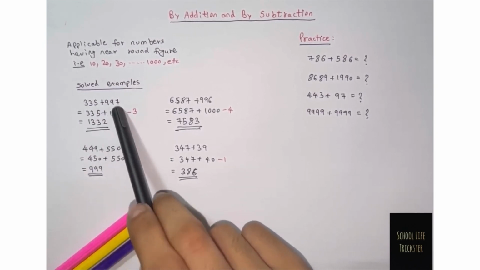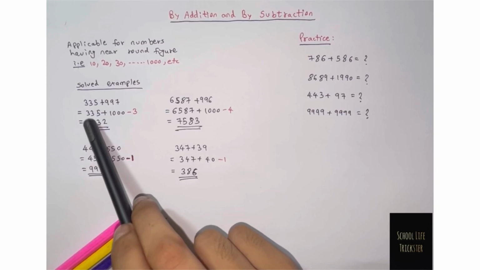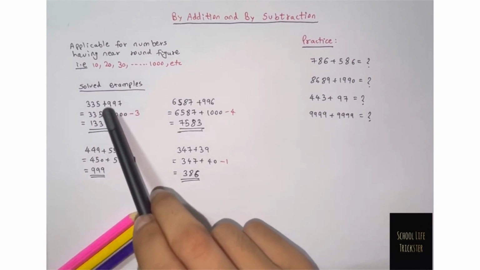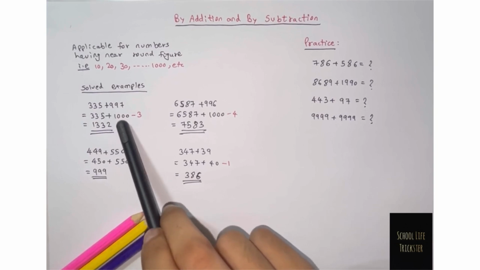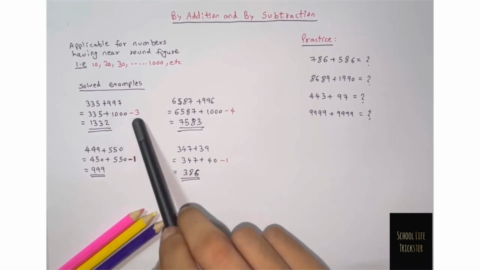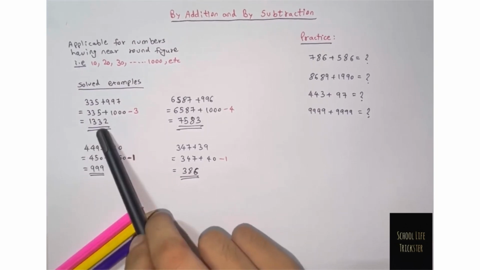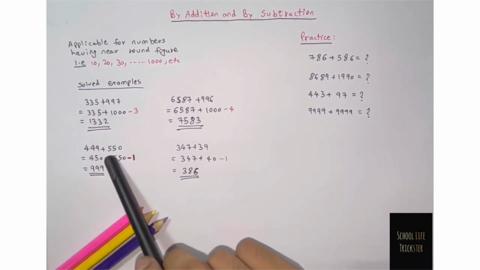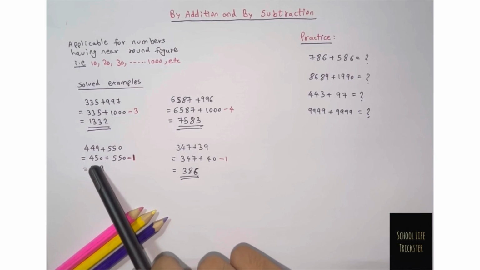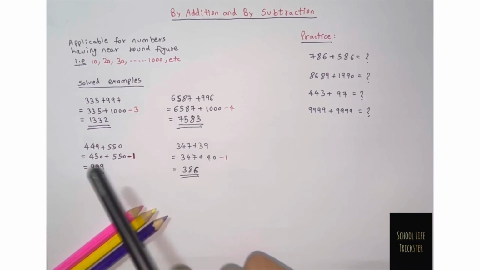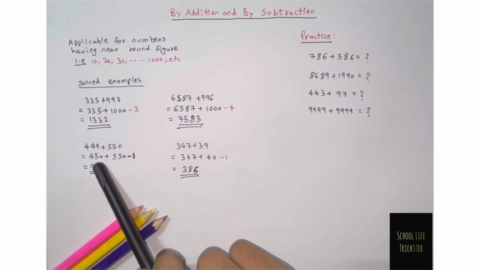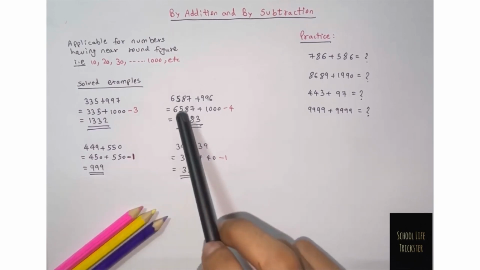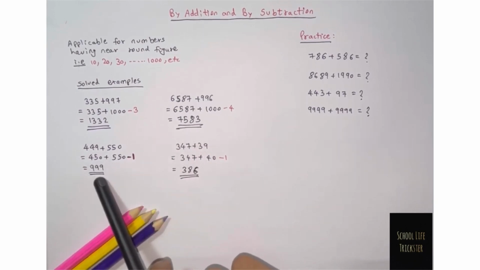335 plus 997 equals 335 plus 1000 minus 3. Here 997 is rounded to 1000 and minus 3 is done. So we get the answer 1332. Over here 449 plus 550 equals 450 plus 550 minus 1. Here 449 is rounded to 450 and then minus 1 is done. So we get the answer 999.